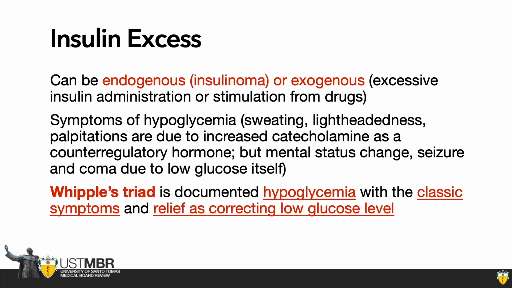Insulin in excess can cause hypoglycemia. Okay, if it's endogenous, we call this insulinoma. Okay, the Whipple's triad is a documented hypoglycemia, meaning by finger stick or blood test, classic symptoms of palpitations and sweating, and relief of those symptoms once the glucose level is corrected. It's what we call Whipple's triad.